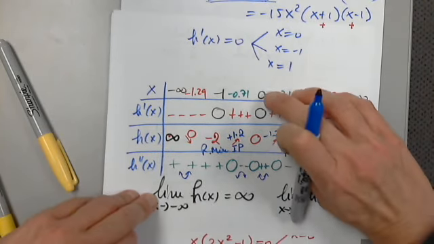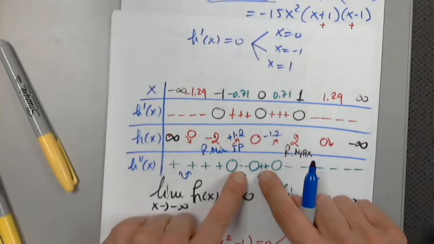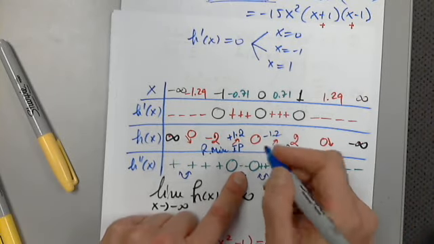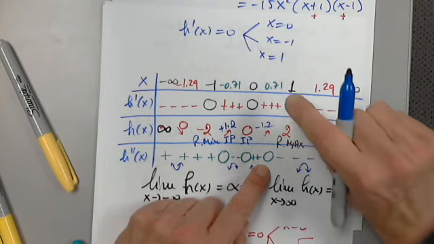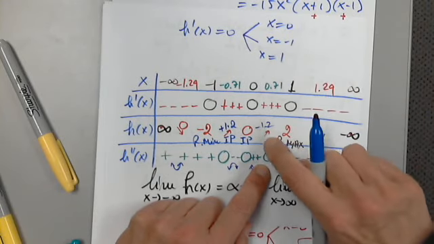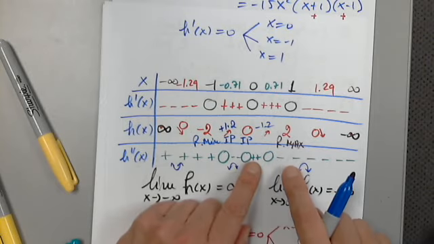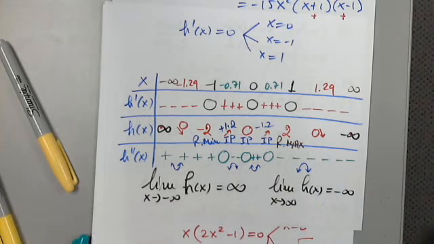What can we say about 0, comma 0? The second derivative is 0 and it changes sign. What will 0, comma 0 be? Another inflection point. Finally, what is 0.71, comma negative 1.2 when the second derivative is 0 and it changes sign? Another inflection point.